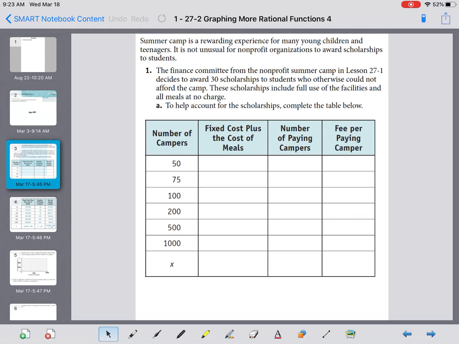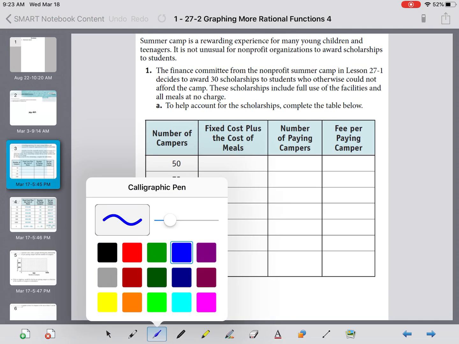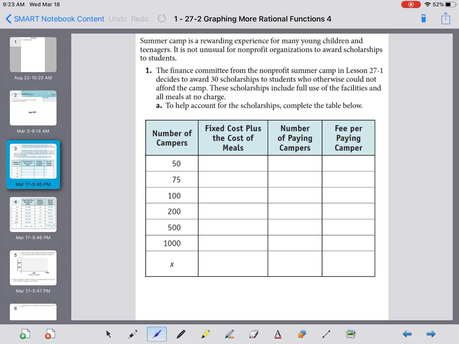Let's read it together. It says, the finance committee from the nonprofit summer camp in lesson 27-1 decides to award 30 scholarships to students who otherwise could not afford the camp. These scholarships include full use of the facilities and all meals at no charge. Okay, so it wants us to come up with this table to determine what to charge each student.